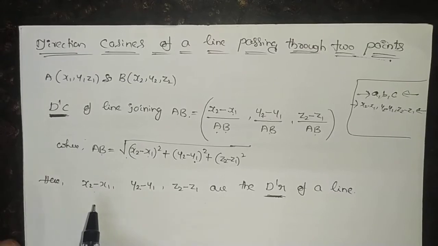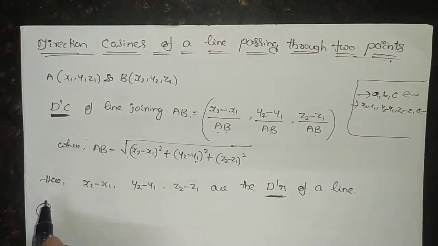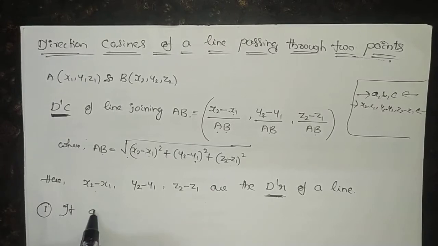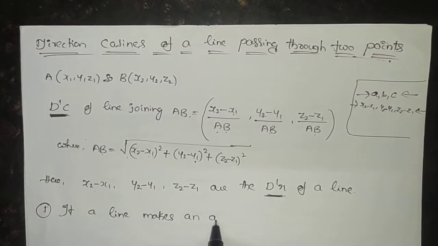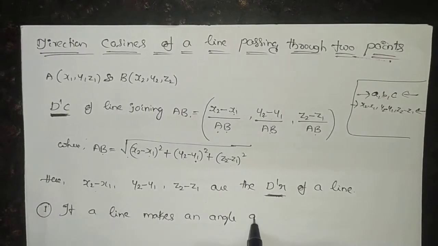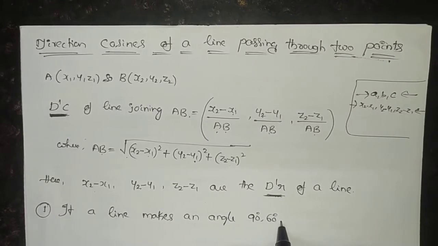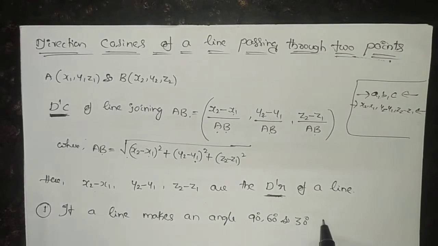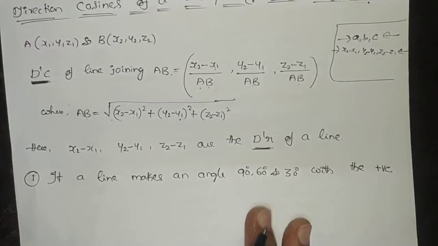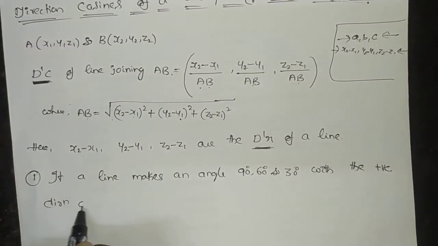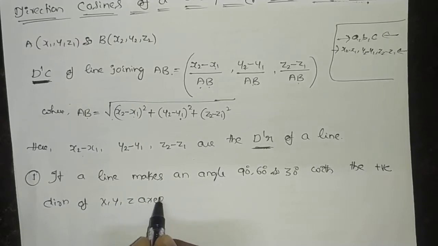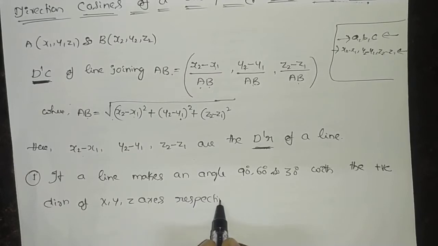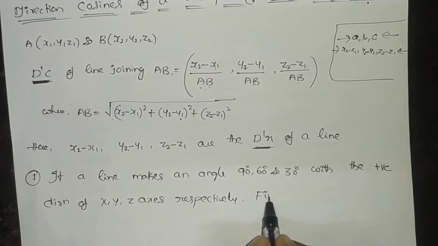Next we will move on to the problem. First problem: if a line makes angles 90 degrees, 60 degrees and 30 degrees with the positive direction of the x, y, z axes respectively, find its direction cosines.